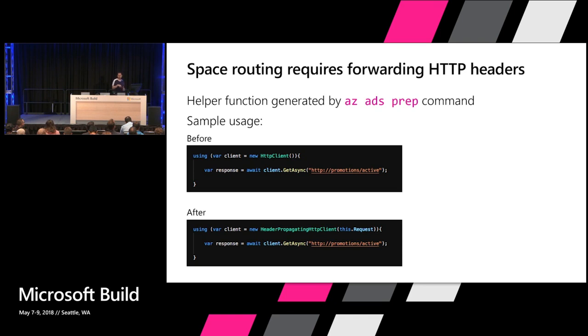One of the things the prep command does is give you a helper so you can just use that function. Here I show some .NET code using HTTP client. You could just change that to header propagating HTTP client, which is the helper method we give. It's a subclass that just forwards along headers. That's really all the requirement in your code to take advantage of that routing.